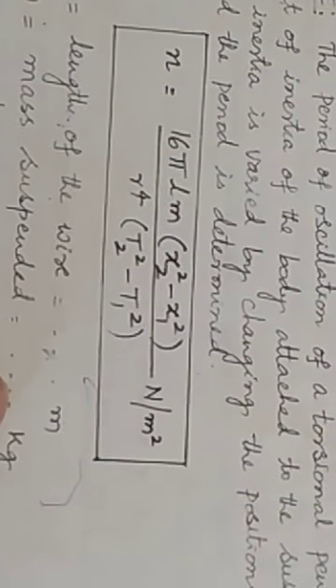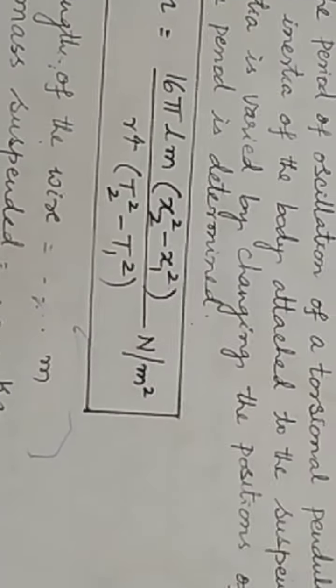there is a bar with two loads kept at equal distances from the center. We make it oscillate. We essentially measure the period with the weights placed at different distances. Then you use this formula, n is equal to 16 pi l m (x2 square minus x1 square) by r to the power of 4 into (t2 square minus t1 square), to estimate the rigidity modulus n.